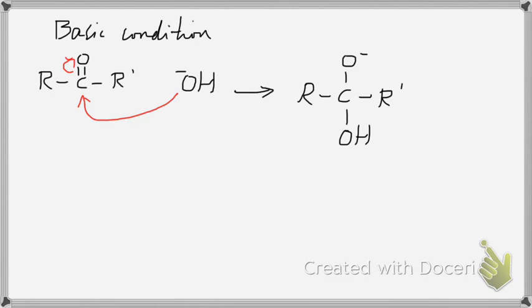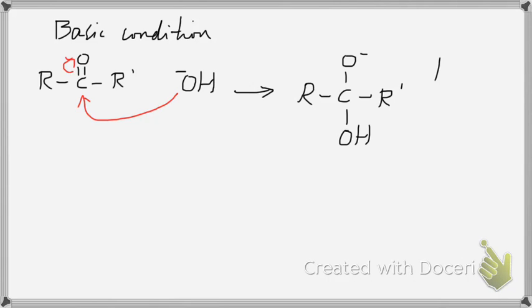Please note that in the carbonyl group, in ketones or the aldehydes, the carbonyl carbon is sp2 hybridized, while after the nucleophilic addition, it becomes sp3 hybridized. So the geometry of the carbon changes from trigonal planar to tetrahedral. And we also call this product after nucleophilic addition the tetrahedral intermediate.